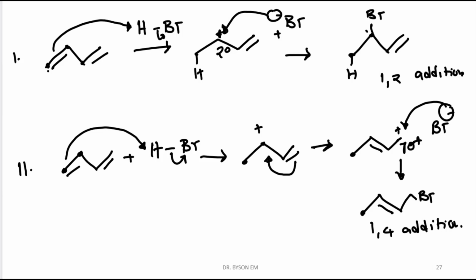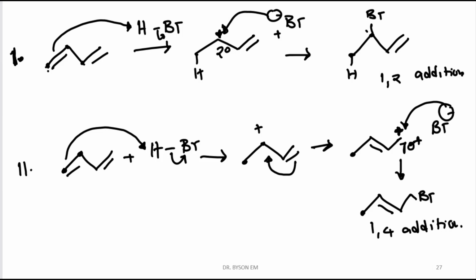But in the 1,4 addition, the double bond is more substituted than in the 1,2 addition. Hence, it is a more stable alkene. So the reason why reaction 1 will occur faster than reaction 2 is because the carbocation here is more positive than the carbocation here. That's why this one will react faster.